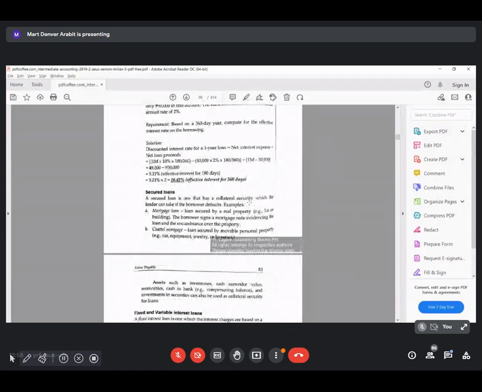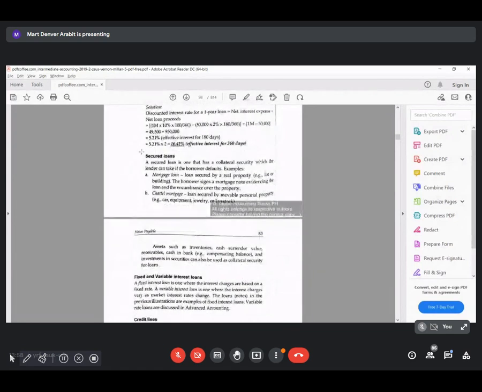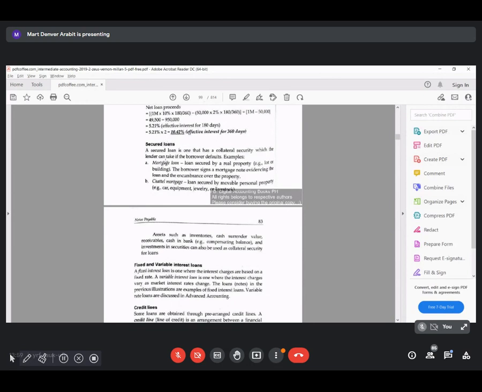Secured loans. So, for secured loans, ito yung tinatawag natin na loans secured by collateral. Usually, ang legal rate natin dito is 12%. There are two types of secured loans. One that is secured by a mortgage, which is a real property. So, mortgage loan is secured by a real property, and the other one is chattel mortgage, which is secured by a personal property, which is usually pinaka ginagamit is car.